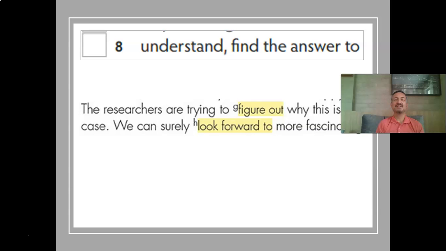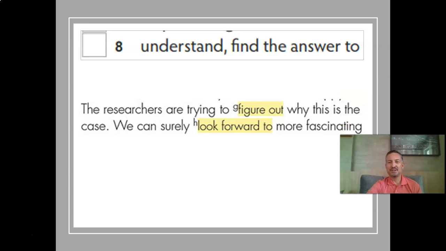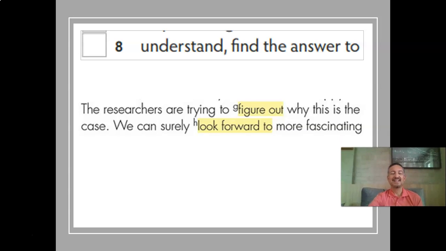Understand, find the answer to. This is very, very common. Which is figure out. The researchers are trying to figure out why this is the case. When you're trying to figure out the solution for a problem, you're trying to understand, you're trying to find the answer to that problem. So figure out, try to understand something in your mind. Okay?